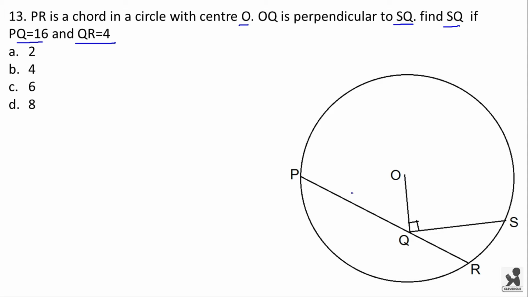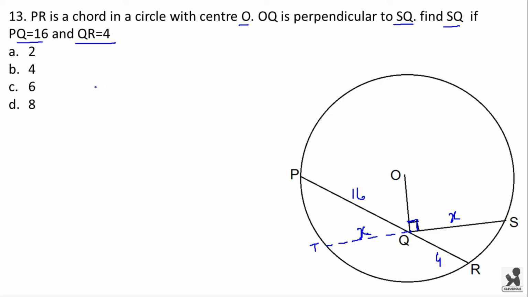Here the length of OQ is given as 16 and the length of QR is given as 4. Let the length of SQ be x. If you extend the line SQ to meet the circle, let this point be T. Here ST is a chord and a perpendicular is drawn from the center of the circle which touches the chord at point Q, and this will be 90 degrees, so TQ will be equal to QS. So this length is also x.